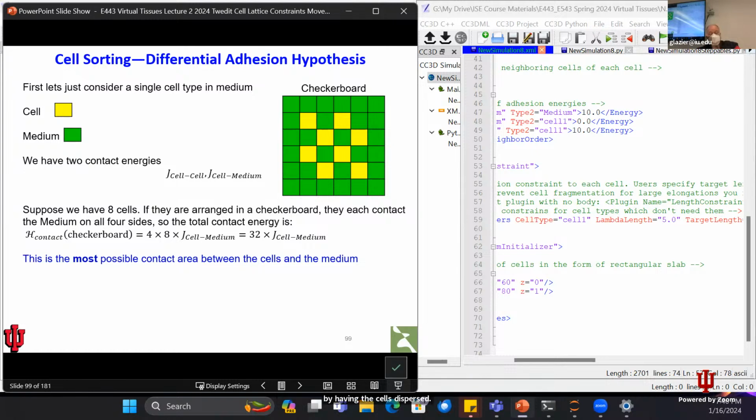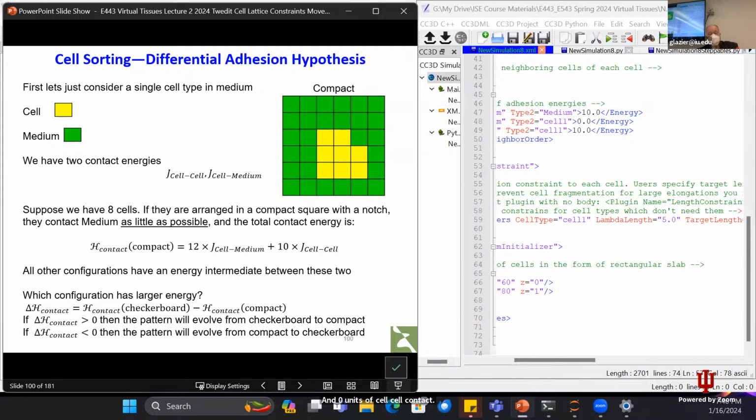So the most contact I can have is what I've drawn here as a checkerboard, and I can just count how many cell-medium interfaces I have. 1, 2, 3, 4 for each one. So 1, 2, 3, 4, 5, 6, 7, 8. 8 times 4, I have 32 units of cell-medium contact energy, and 0 units of cell-cell contact. So that's the most contact I could have.